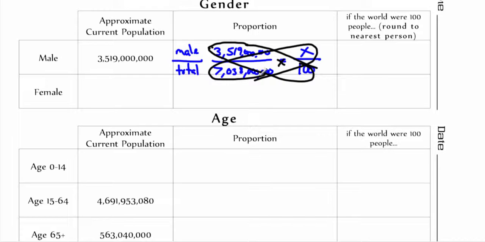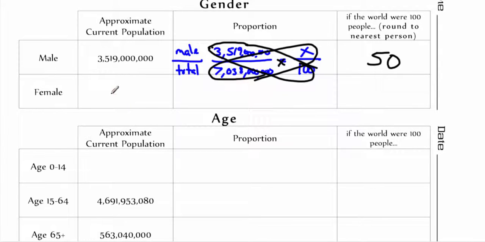Set each of those up, and then we would do our dividing. You can do that work on the back of the page or on a separate sheet of paper. We would do 3,519,000,000 times 100 is equal to 7,038,000,000 times x. Then we divide each side by our 7 billion, and we end up with 50 as our answer. If the world was made up of 100 people, 50 of them would be male. We just set up a proportion and solve it. It's going to be some big numbers, but it's basically the same idea.